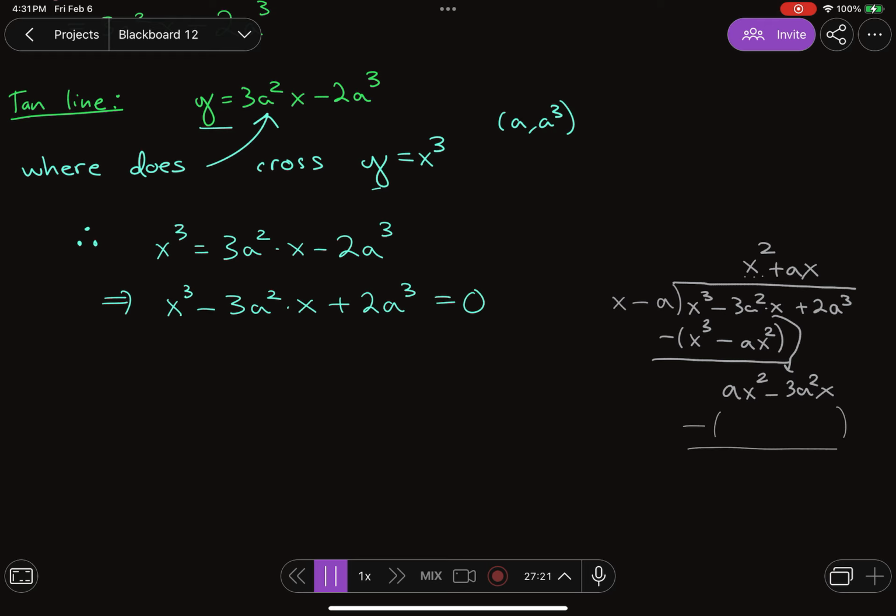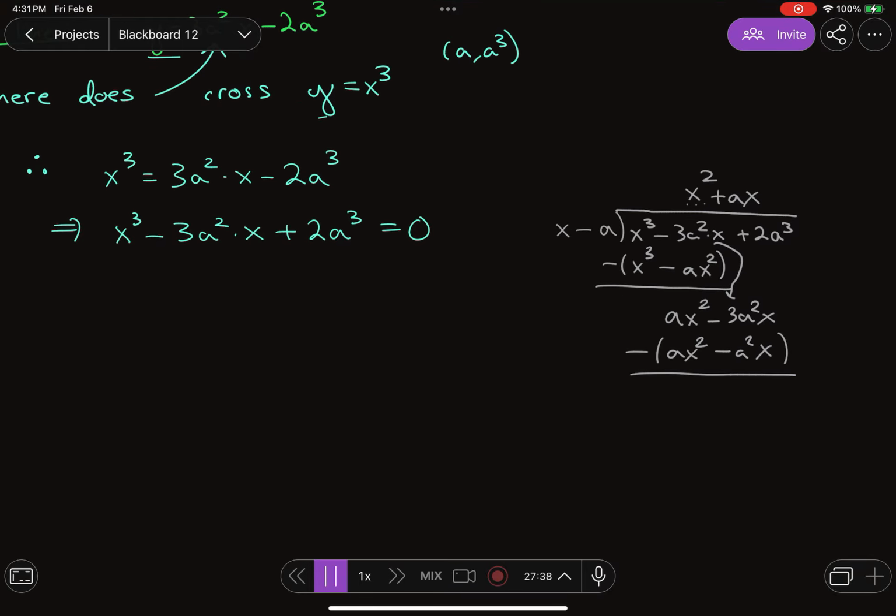Bring this guy down. So ax times x, again, polynomial long division. Ax times x is equal to ax squared. Ax times negative a, that's negative a squared x. Adding these guys down, these guys cancel. We got negative 2a squared x. And then bring this guy down. That's plus 2a cubed. x times what is equal to negative 2a squared? That's going to be minus 2a squared.